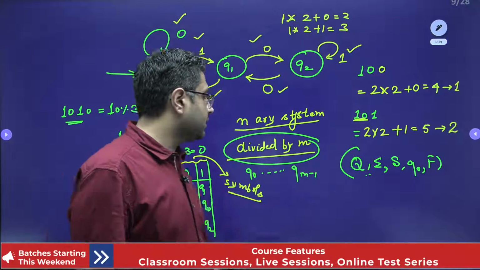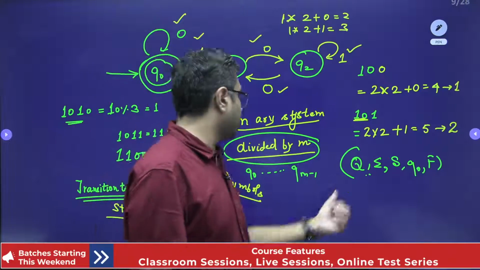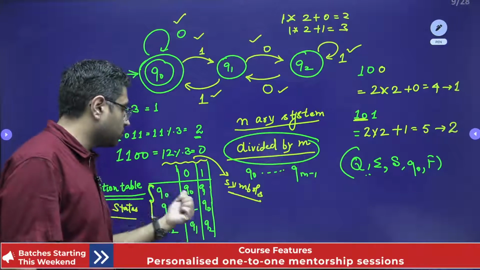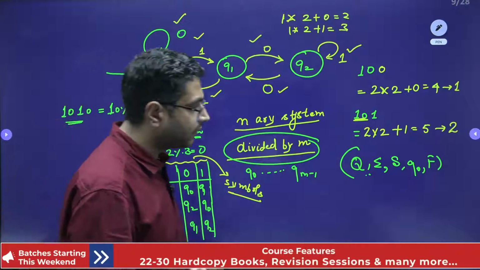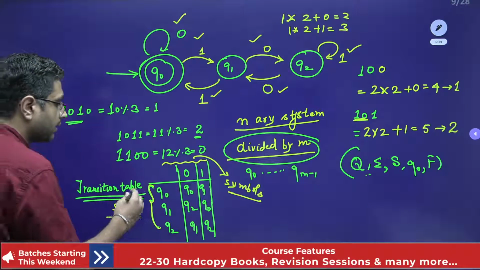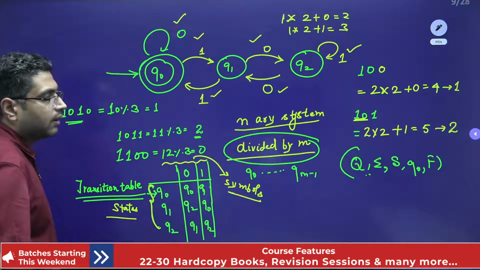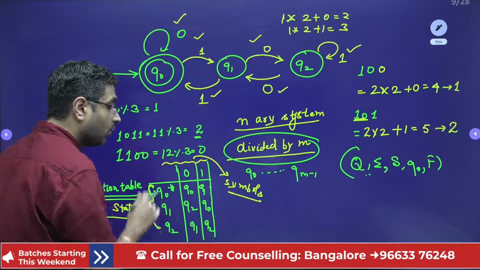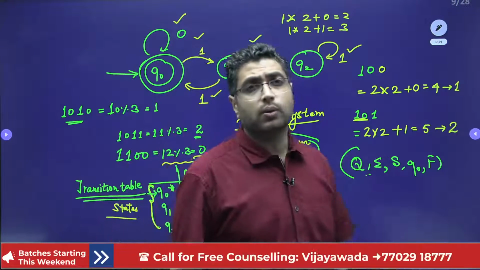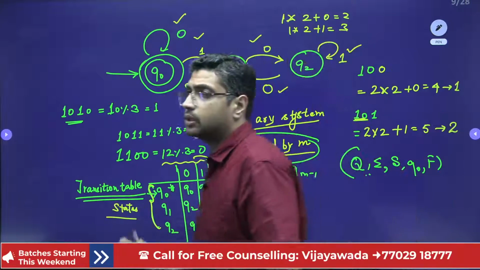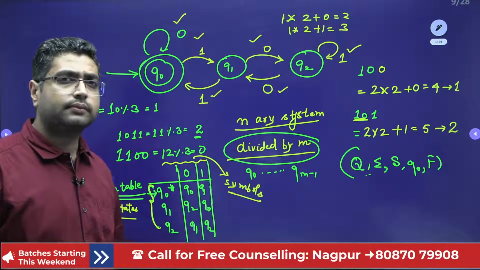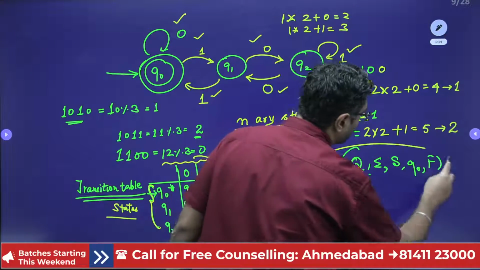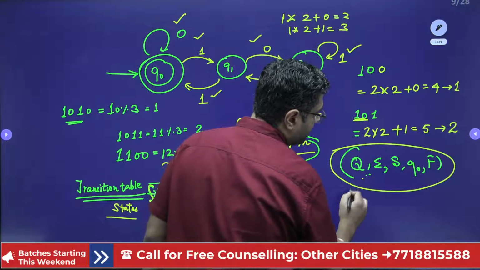So what are your states? It is written Q0, Q1, Q2. What is your sigma? 0, 1. What is your delta? This is basically delta: Q0 on 0 goes to Q0, Q0 on 1 goes to Q1. What is your Q0? The initial state; you will mark the initial state with an arrow. What is your final state? You will mark the set of final states with an asterisk. So all this information, Q, sigma, delta, Q naught, F, can be captured in this transition table also. Are you getting this point?